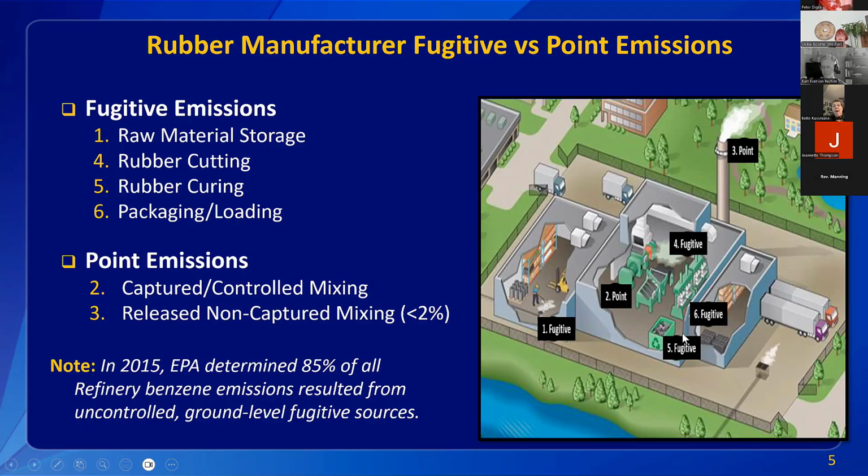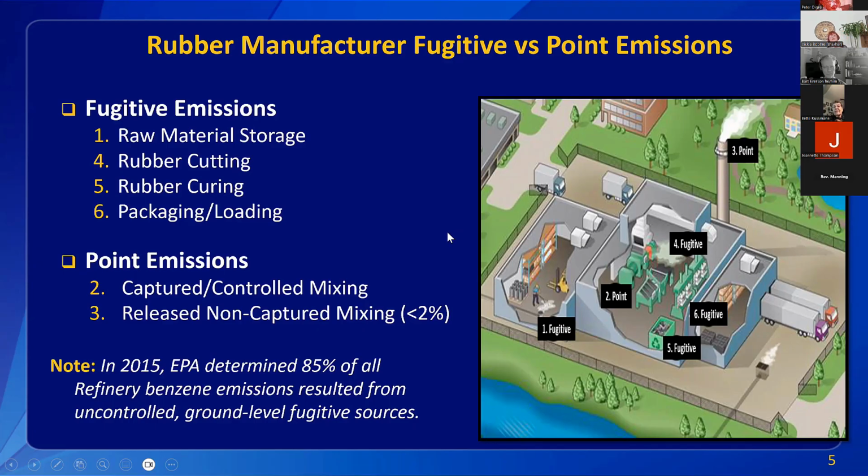These other processes also represent sources of ground level fugitive emissions. So first you have the area where the large sheets of rubber are cut into smaller pieces. That's transferred to this area where the smaller pieces of rubber are cured under low heat and low pressure. And then finally, fugitive emissions are created when those smaller pieces of rubber are packaged for transport off the facility.